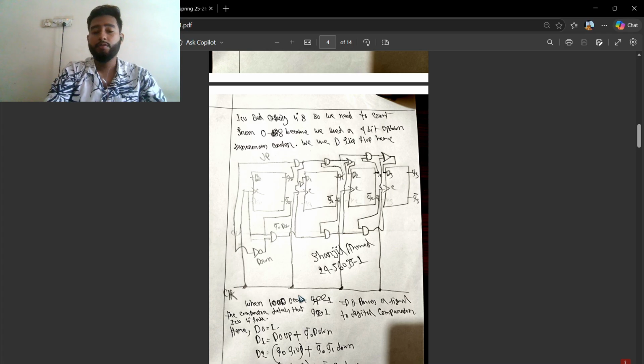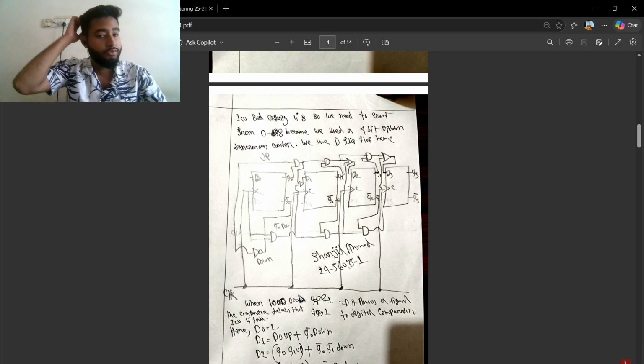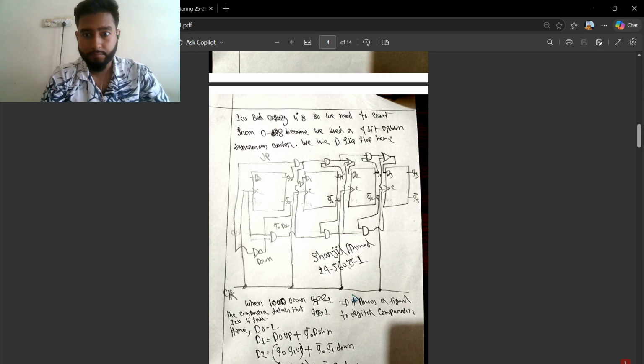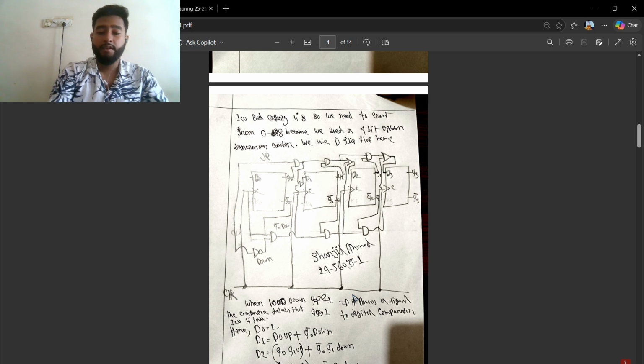Here we see that the clock is shared, every flip-flop shares the same clock, so this is a synchronous counter. Why do we use a synchronous counter? Because it reduces the propagation delay. So it does up and down counting, and when 100 occurs, it resets to its previous state. That's how it works.